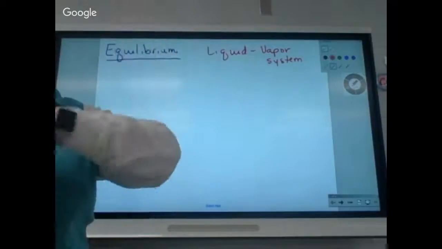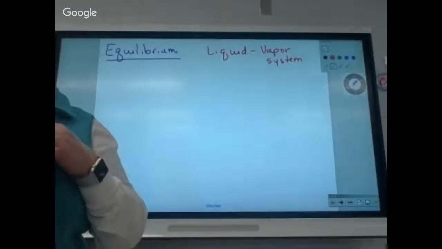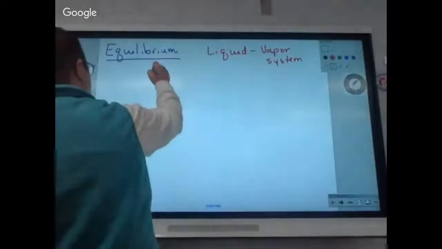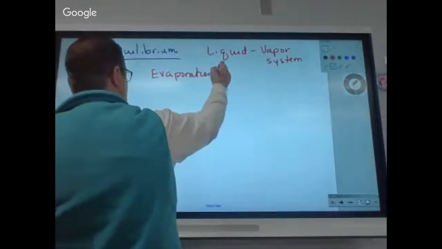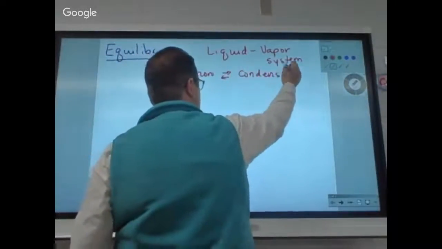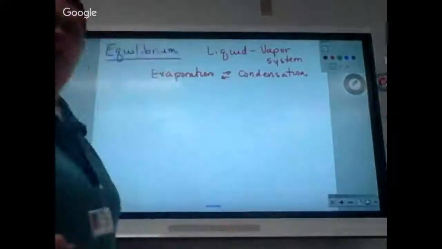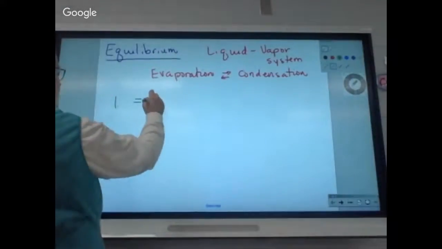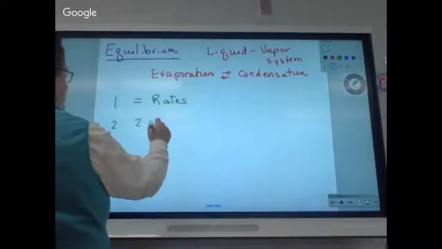Vaporization or evaporation, you can say it either way. And once it changes into a gas, it will condense. So we're going to talk about evaporation and condensation, and they are interchangeable. If you think about what we talked about yesterday, you had to have equal rates and you had to have 2 opposing processes.